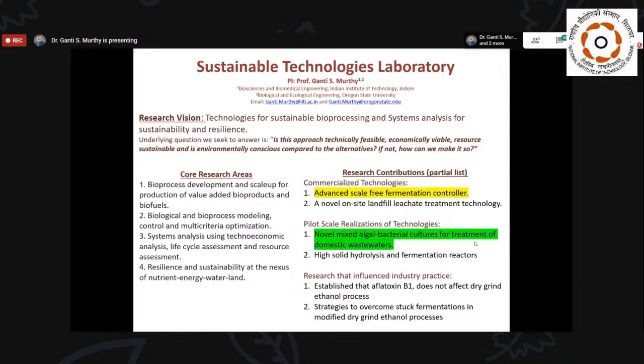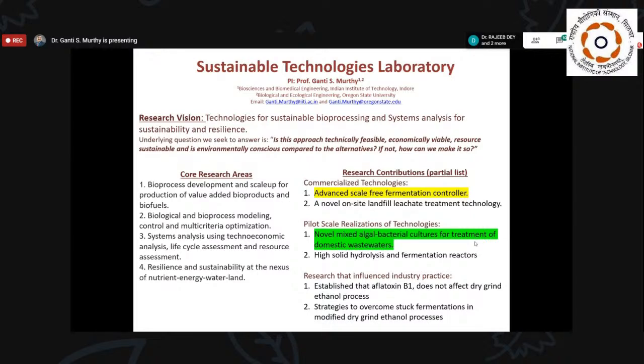Some of the research that we had done has actually influenced industry practice. We established that aflatoxin B1 does not affect the dry grind ethanol process. What this has resulted in is that earlier, somewhere around 10,000 tons of corn used to be treated as toxic waste. Now that is actually processed and used every year instead of being dumped into landfills. And then we developed some strategies to overcome stuck fermentations in modified dry grind processes, which again have resulted in tremendous usage. These technologies are in use in more than 150 ethanol plants in the US. And the technology that I'm going to talk about is actually deployed in more than a dozen plants in the US.